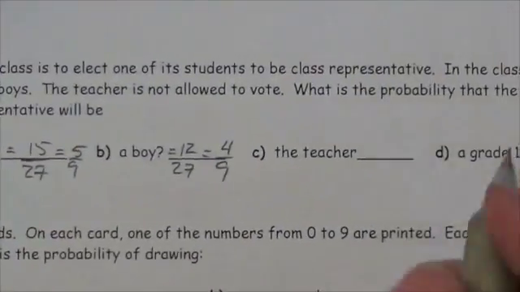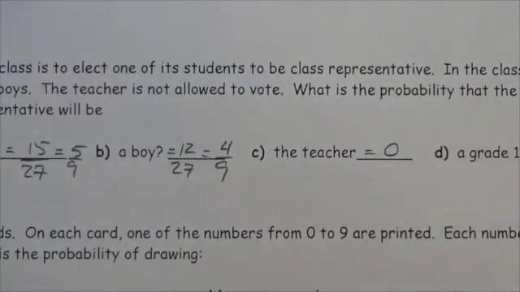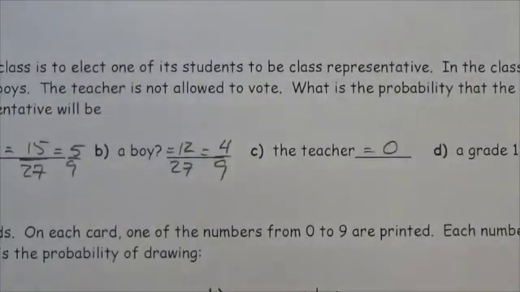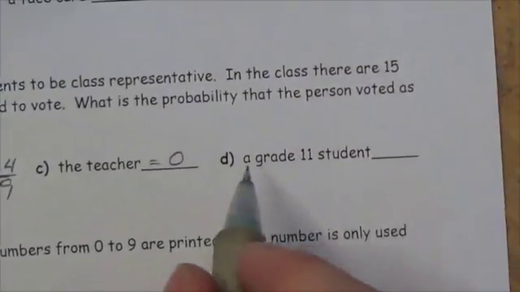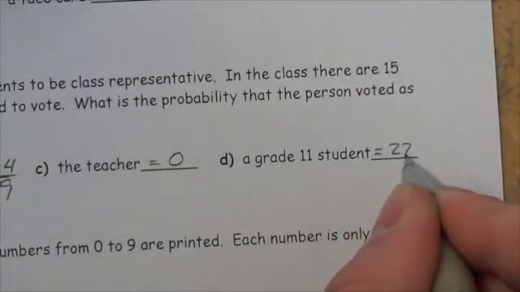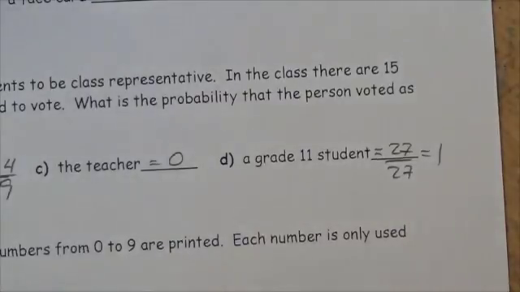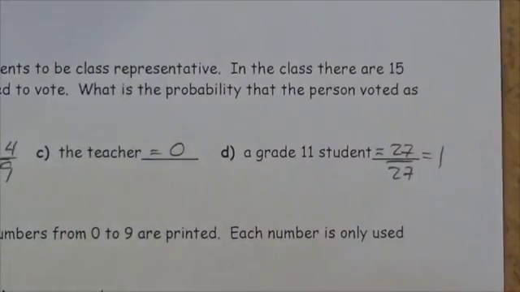Now what's the probability that it's going to be the teacher? Well, the answer is 0. Teacher's not allowed in that. We want a representative of the students, and the teacher doesn't fit that condition. But what's the probability that it's going to be a grade 11 student? Well, there are 27 grade 11 students to choose from, and we're going to choose one of those students. The probability is 1. It is definitely going to be a grade 11 student.